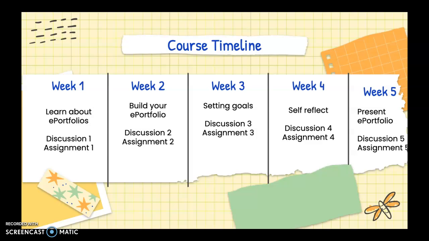So here I have the course timeline. I have 5 weeks total in this course. In week 1, we're going to learn about ePortfolios, and students will have an overall lesson, learning about what an ePortfolio is, and then they'll have a discussion post to complete and an assignment to do. All the other weeks will be similar. It'll just be a different lesson, but each week will include a discussion and an assignment for the students to complete.